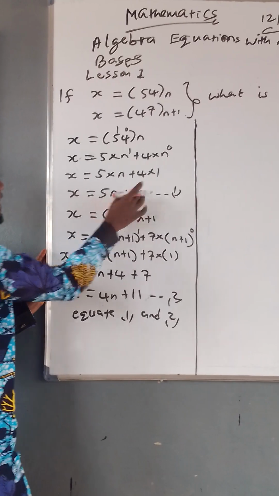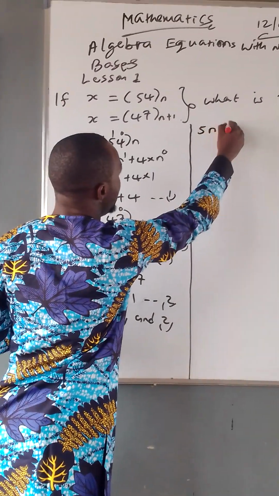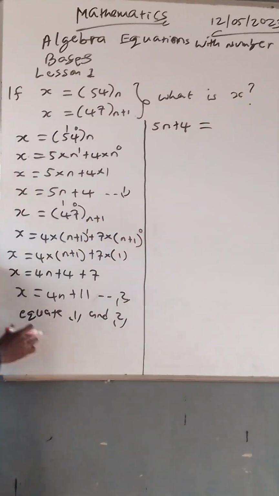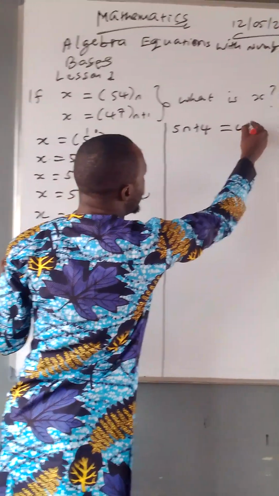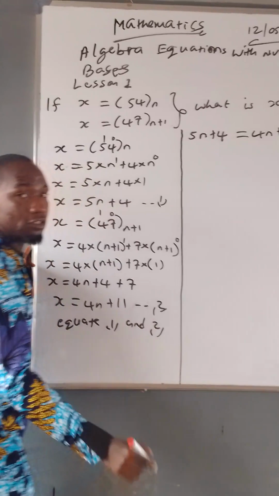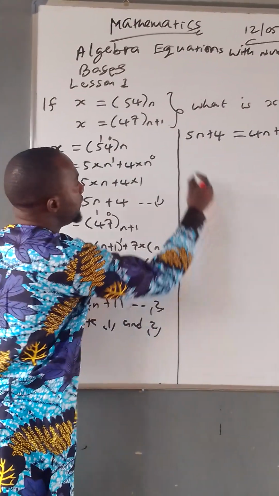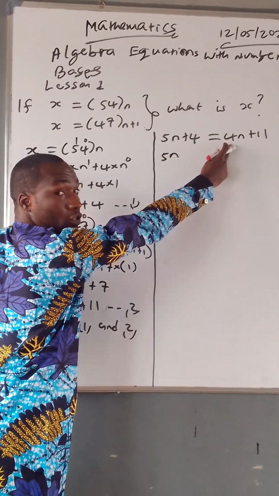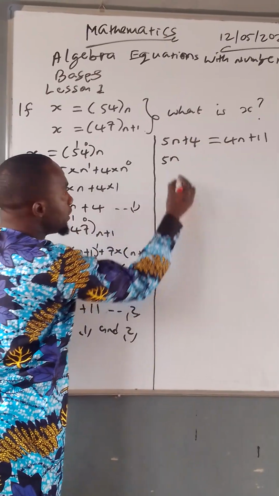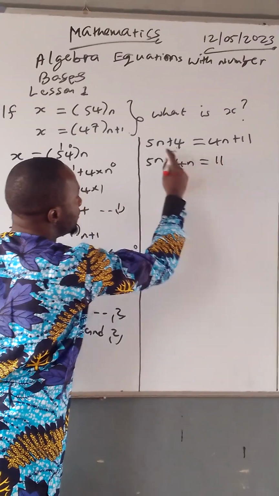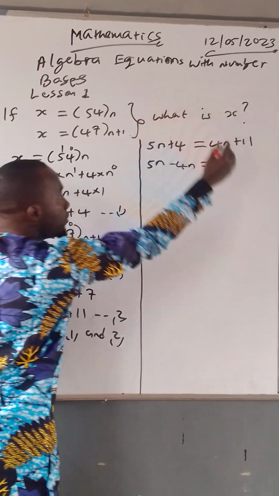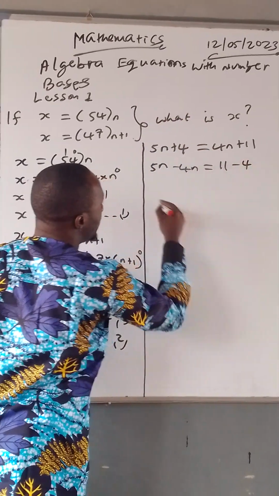From equation 1, x is 5n plus 4. That is equal to the value of x in equation 2, which is 4n plus 11. The next step is to collect like terms. 5n plus 4n: when it crosses the equals sign, the plus becomes minus 4n. And 11 plus 4: when it crosses the equals sign, the plus becomes minus 4.